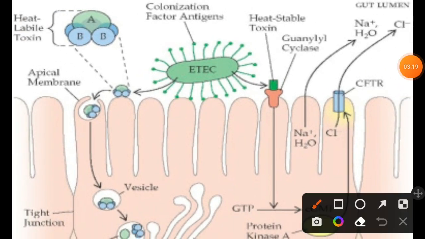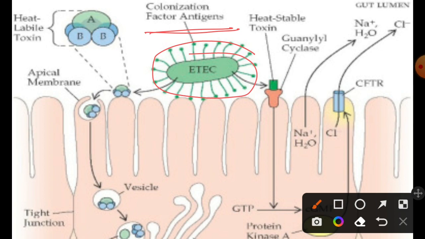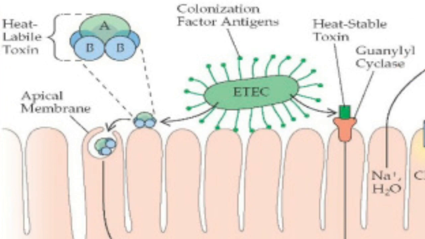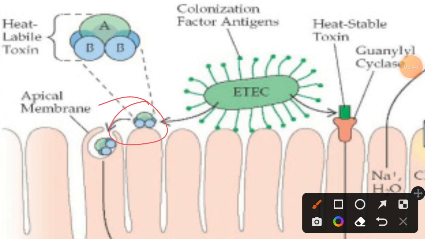First thing is, ETEC has to colonize, right? Remember that this is the pathogenic mechanism of bacteria: first it has to colonize the target cell, then it will either produce toxin or do something else to infect it. So first of all, colonization by colonization factor antigen. Once colonization is successful, it will start producing AB type toxin, which I am calling heat labile toxin.